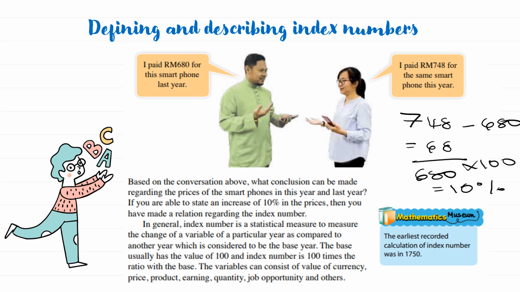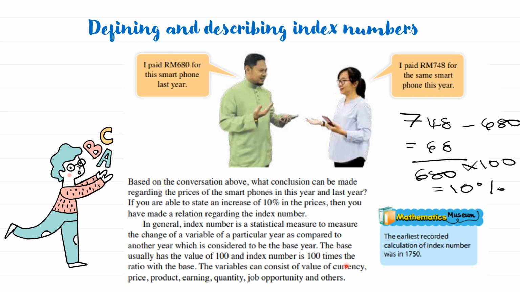Okay, look at the first statement here. Based on the conversation above, what conclusion can be made regarding the price of the smartphone this year and last year? If you are able to state an increase of 10% in the price, then you have made a relation regarding the index number. In general, index number is a statistical measure to measure the change of a variable of a particular year as compared to another year which is considered to be the base year.